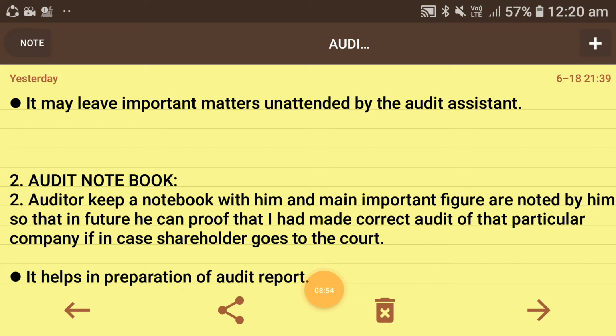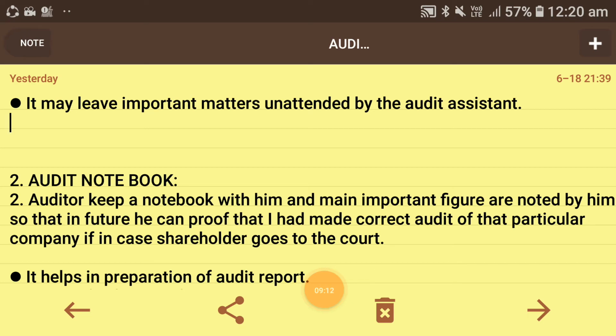It is very simple: the auditor keeps a notebook and writes each and every kind of figure, each and every kind of data regarding the sales book and the purchase book, so that nobody can take a fraudulent attitude towards the auditor, saying that he has given wrong information and that's why our loss has happened.